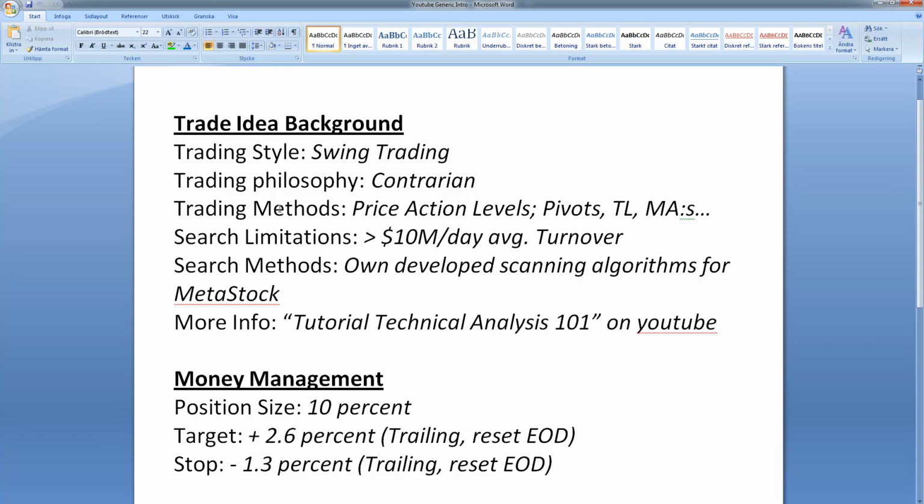According to money management, I have a position size of 10%, and my target is generally 2.6% with a trailing target reset end of day. My stop is also trailing, it's reset end of day, it's 1.3% minus.